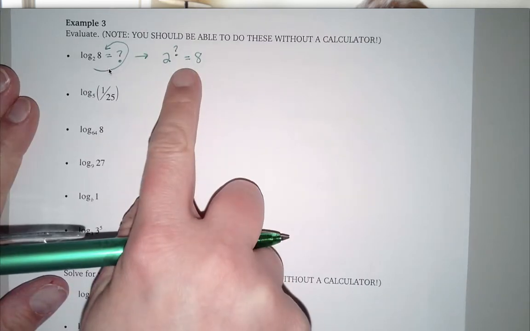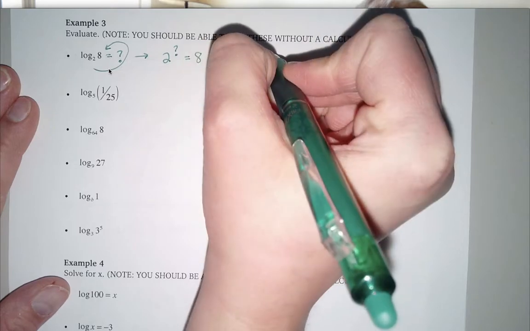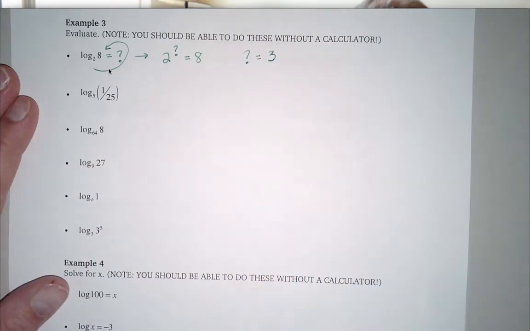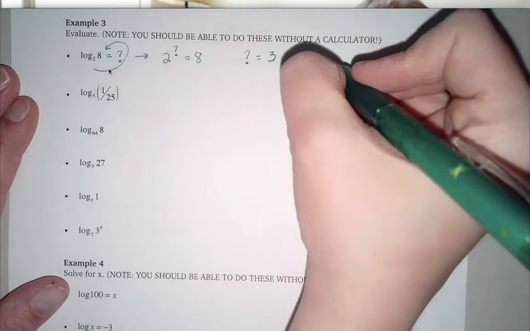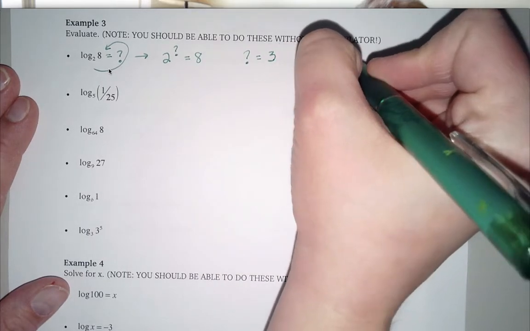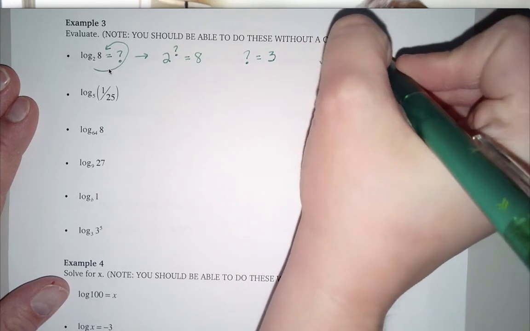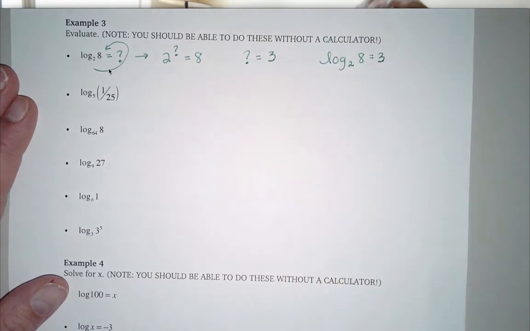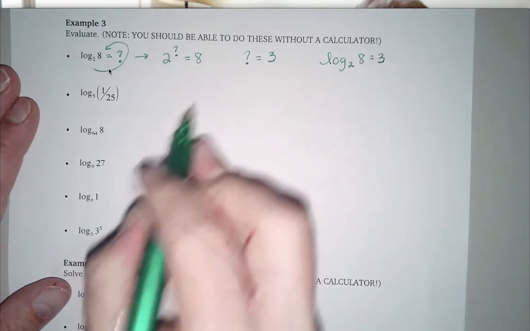So here we would say the answer to this, and I could be using an x if I was being more algebraic, should be 3, right? So in answer to that question, I would say log base 2 of 8 equals 3, okay? Because 2 to the third power makes 8.